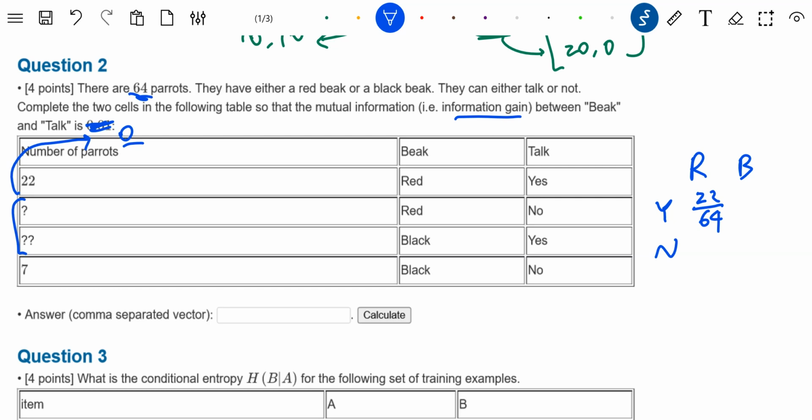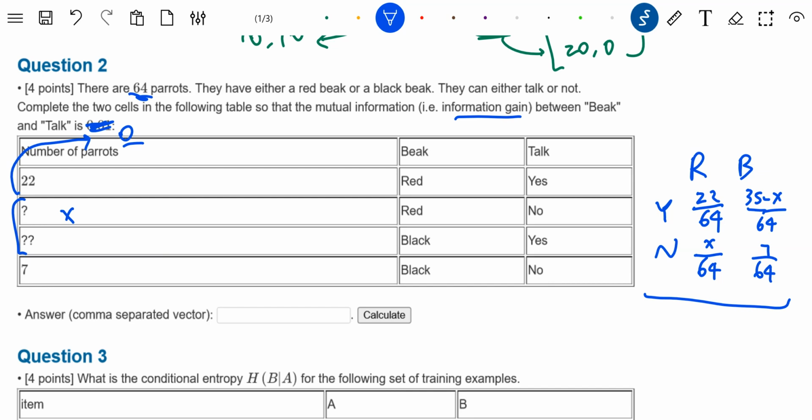And we're going to call this X. So red and no is X over 46. And then yes and black is the total 64 minus 26 minus 7 minus X, so 35 minus X. And at the end, 7 over 64. And the question is, when is this independent?